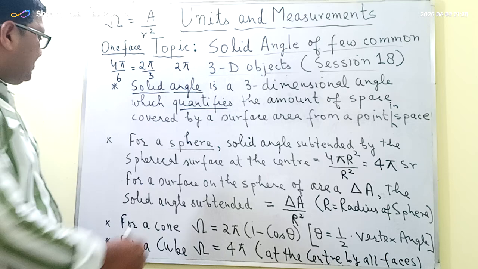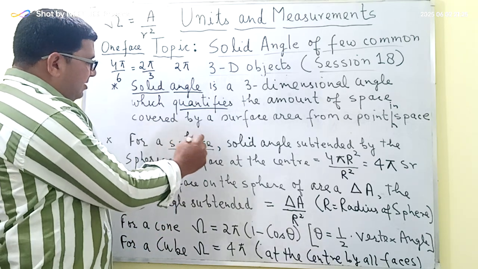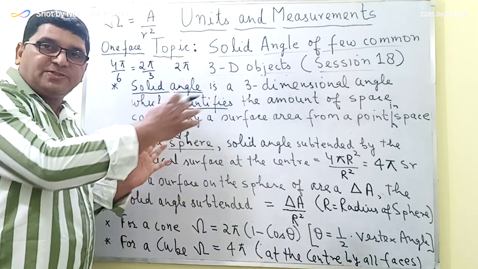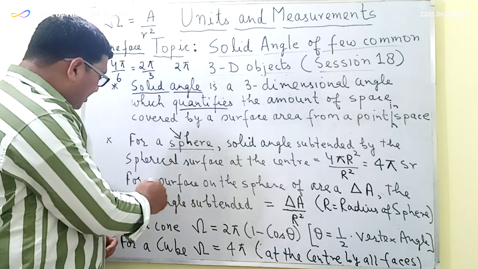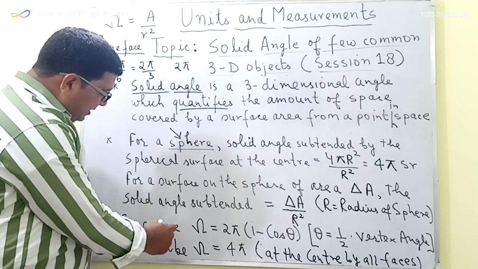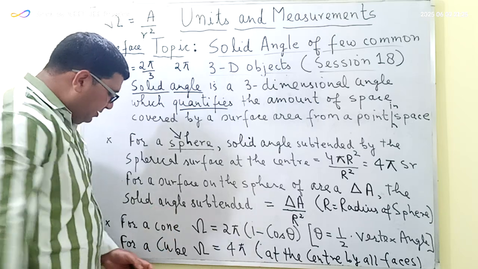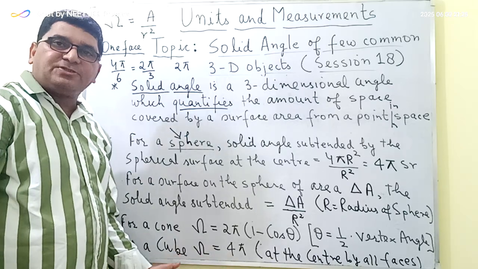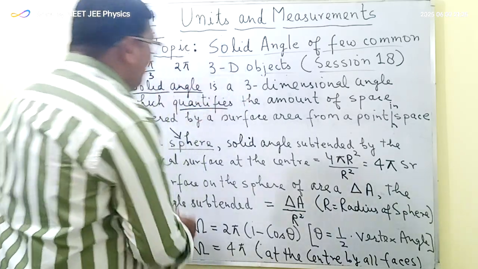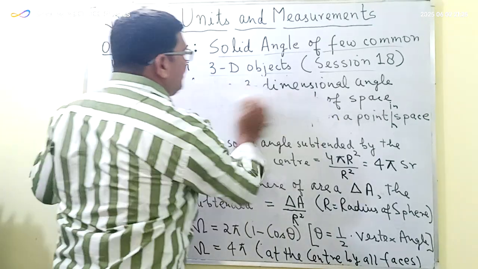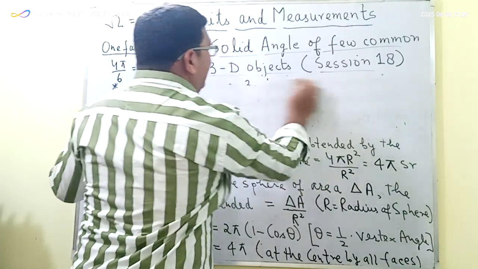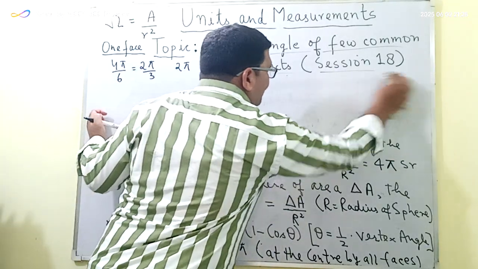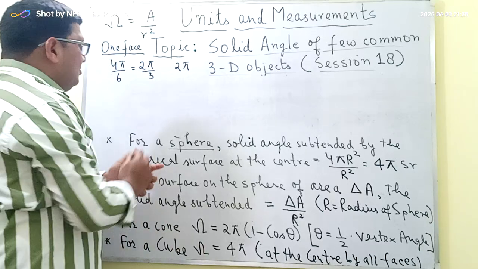So today we have studied about the solid angle which is subtended by the surface of a sphere. Then we have also studied about the solid angle which is subtended by the base of a cone and by the sides of a cube at the center of it. So now the next important point is the solid angle which is subtended by a right angle pyramid. Okay?